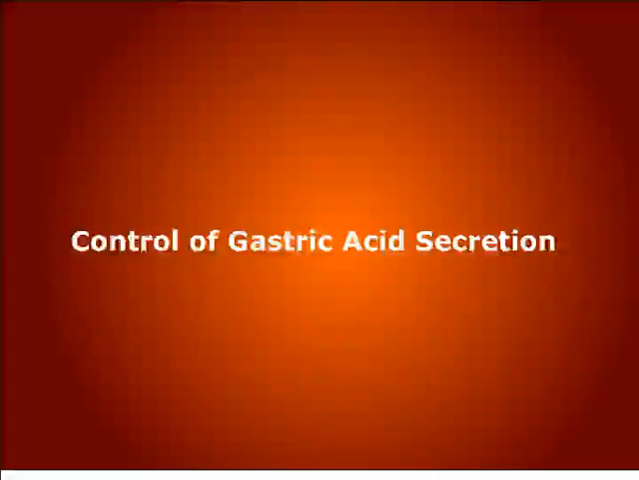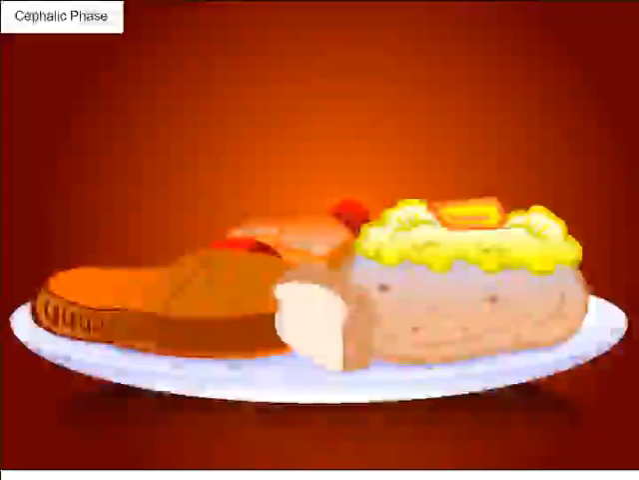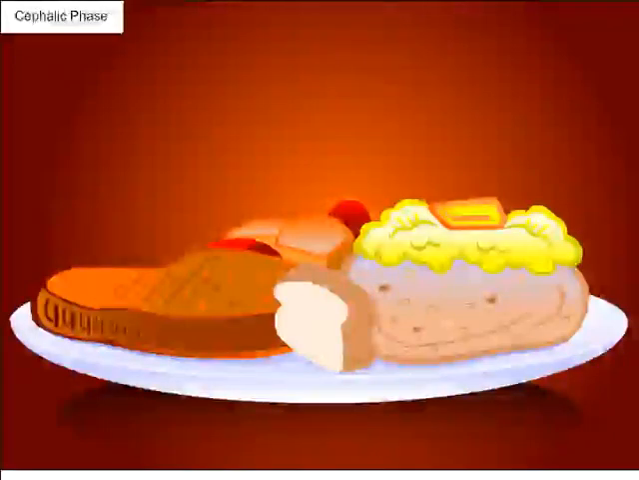The regulation of gastric secretion is divided into three phases: the cephalic phase, gastric phase, and the intestinal phase. The cephalic phase is initiated by sight, smell, and taste.